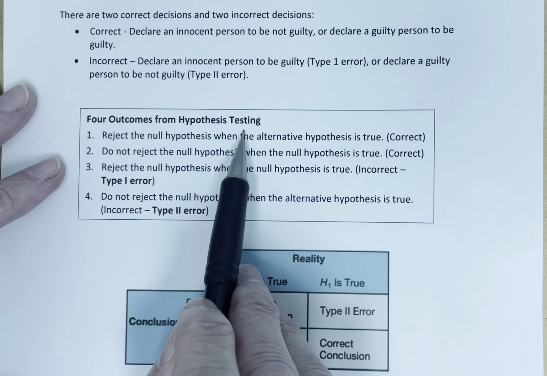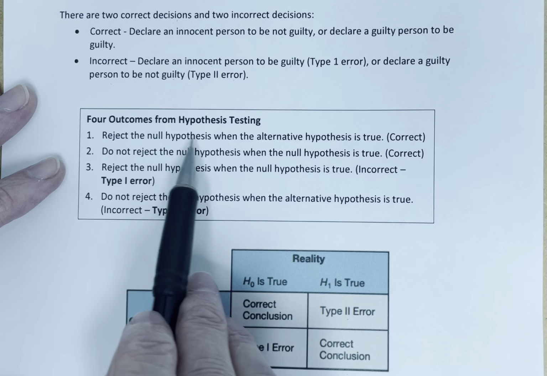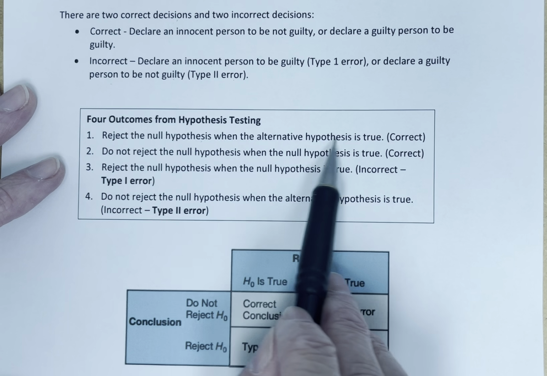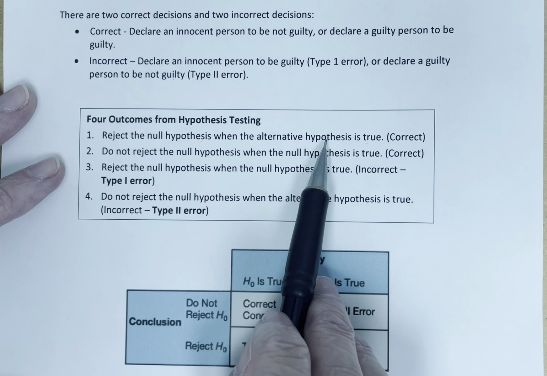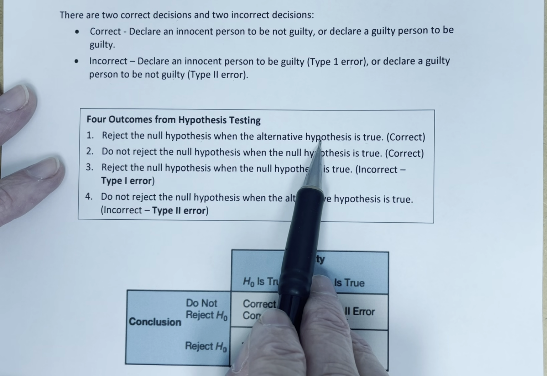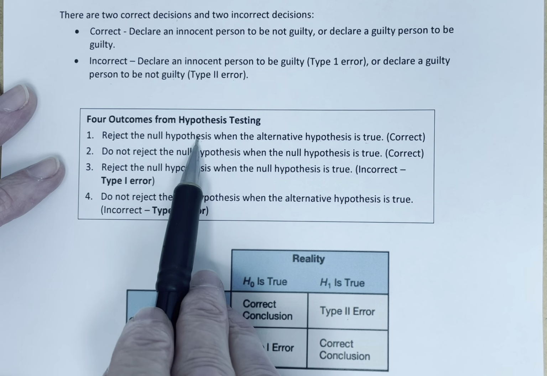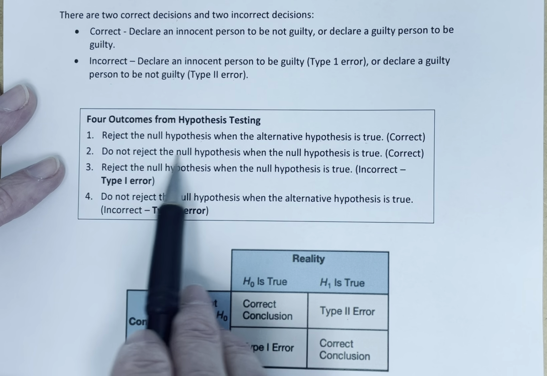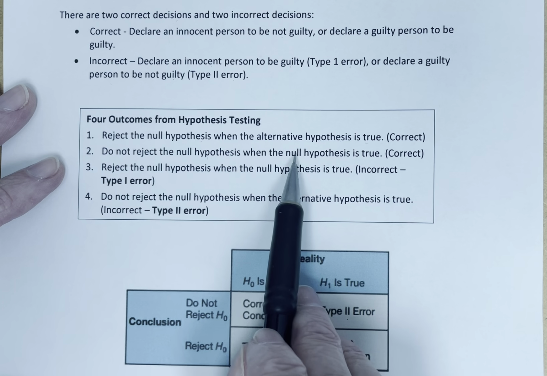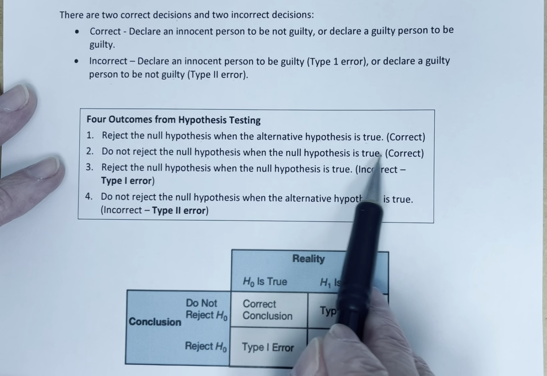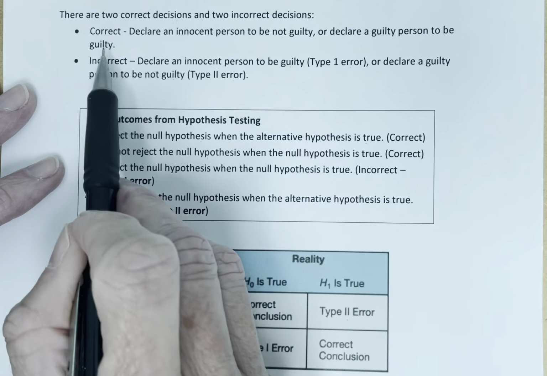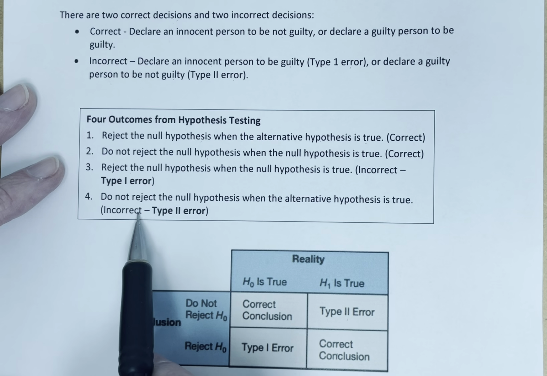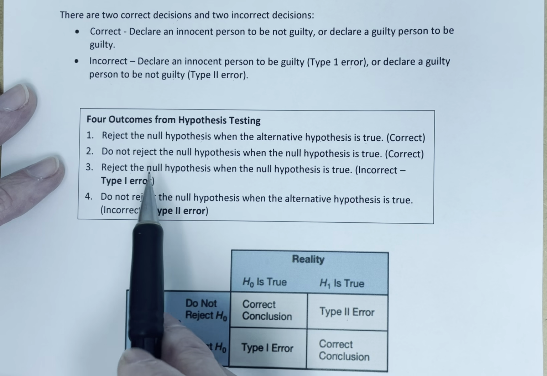Okay, so 4 outcomes. Reject the null hypothesis when the alternative hypothesis is true. That's correct. If the alternative hypothesis is true, we reject the null hypothesis. That's a good thing. Do not reject the null hypothesis when the null hypothesis is true. That's also a correct decision. Okay, that's up here, the guilty person to be guilty. Here are the other two outcomes. Both of these are errors.